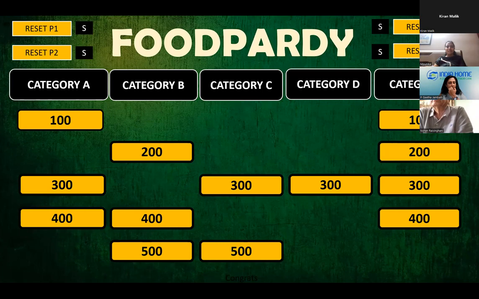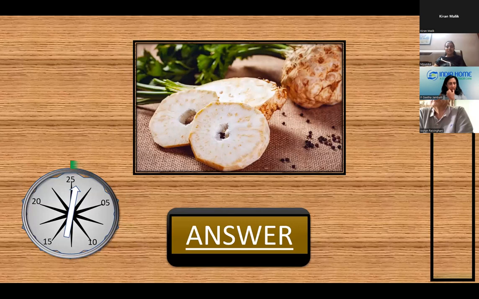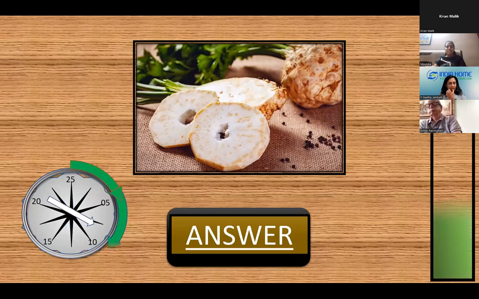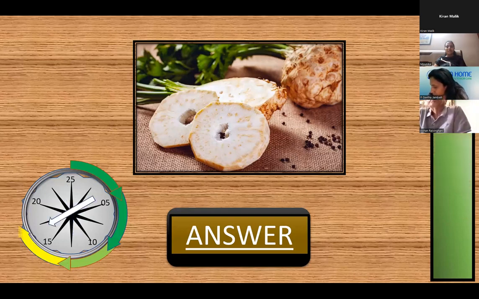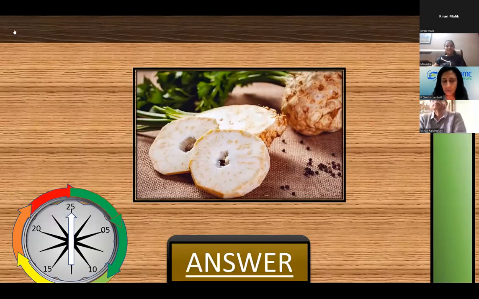Oh, this is a tough one, huh? It's Arvi, no? Is it Arvi? No. Pineapple? No, not pineapple. It's one of the roots. Is it mushroom? Root veggies. Celeriac. Yes. Okay, let's see if that's the right answer. Who said it? It's Bharti. Good job. Celeriac.